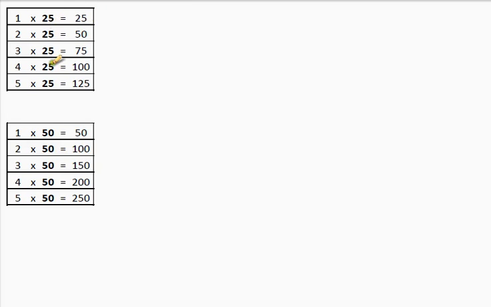Also, you need to know your 25s and your 50s. You need to know there's 4 25s in 100, 3 25s in 75, and so on. And your 50s, you need to know there's 2 50s in 100, and so on. Okay, that's the only ones that's higher that we would want you to really know. The rest we are going to show you how to work out just now.